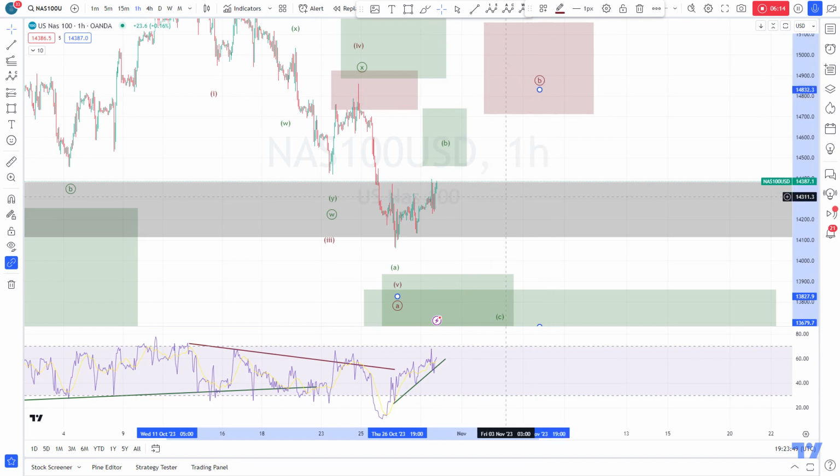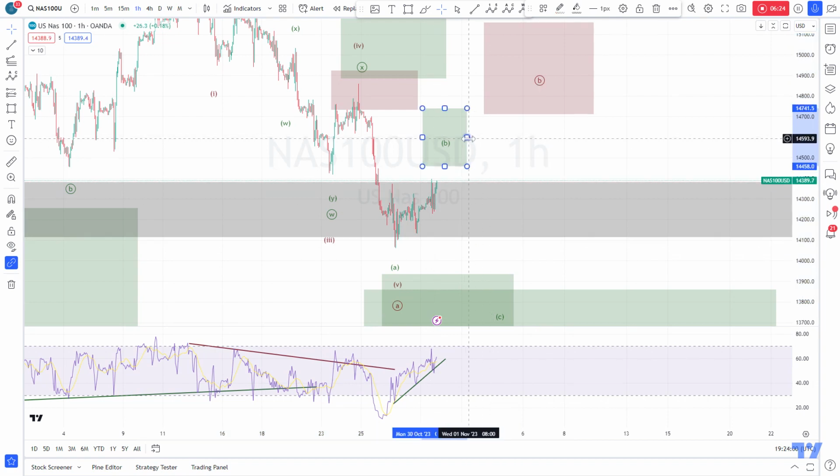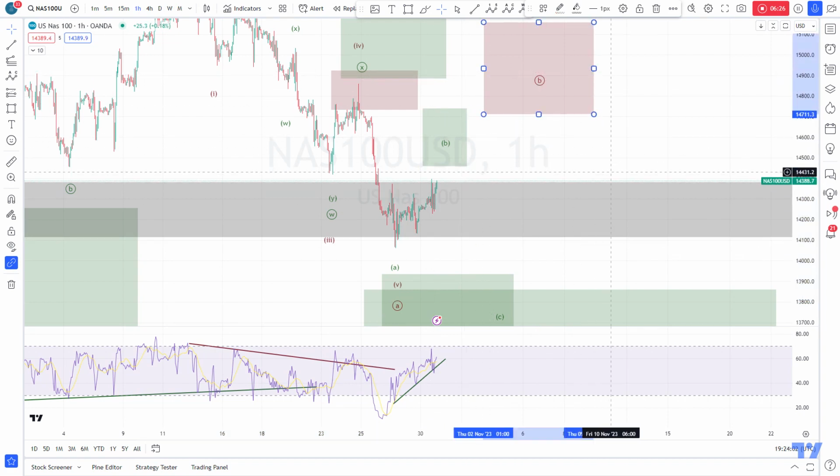So hopefully tomorrow a bit more data so that we can define some more concrete targets, or make at least a decision between this scenario or this scenario.